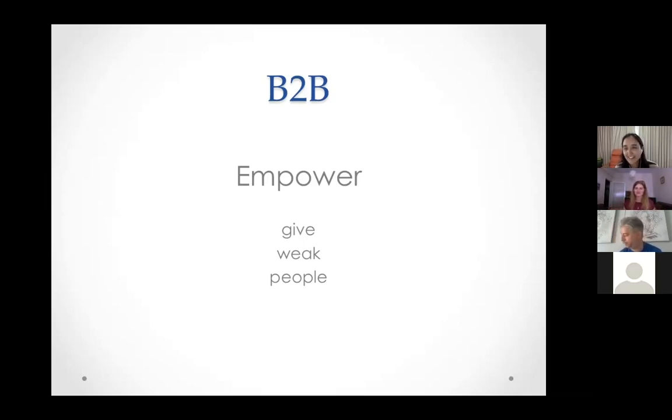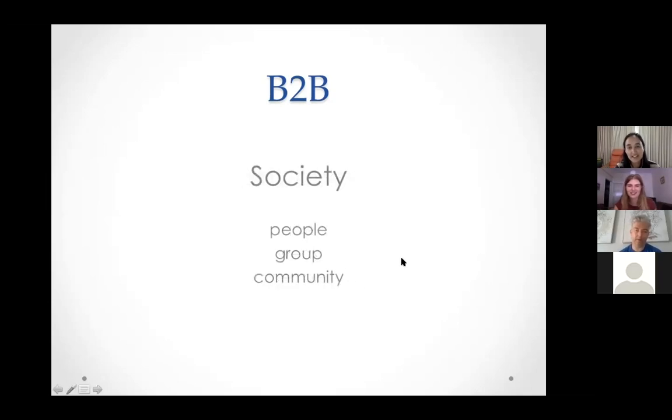Is she typing? Okay. She says I can't do anything right now. How about society? Okay, this is the last example of this one. How do you want to define society without using people, group, or community? That is more difficult. Society.